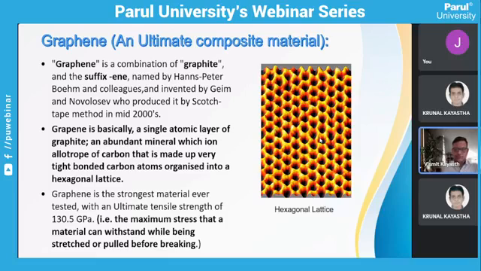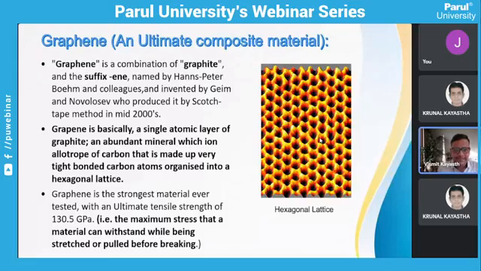Okay, so coming up for graphene. Just to help you out, you can take a note of it if you want. Graphene is a combination of graphite, and we all know graphite is made of carbon. Okay, and it was named after Hans Peter Boehm and his colleagues, and was invented by Geim and Novoselov, who produced it by a Scotch tape method. Okay, and graphene is basically a single atom. I'll come back to that Scotch tape method in a while. Just give me a moment.